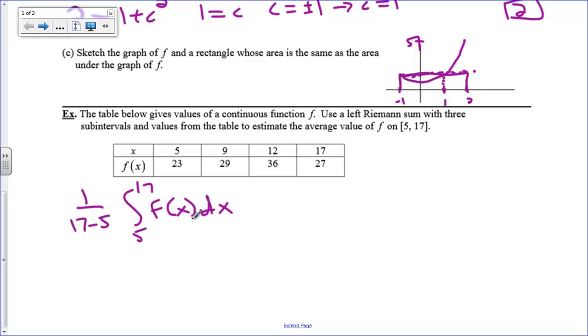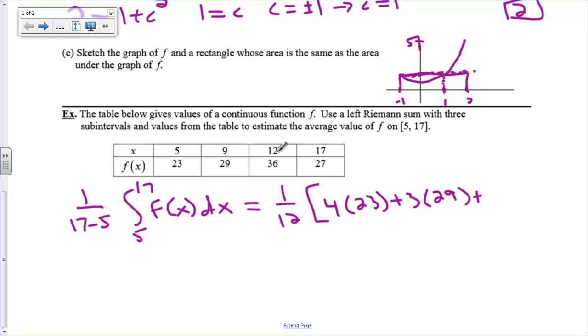So my Riemann sum is going to be an approximation, and we want a left Riemann sum. So our first interval is from 5 to 9. That has a width of 4, and our height comes from the left-hand endpoint, 4 times 23. Plus our next interval is from 9 to 12. That has a width of 3 and a height of 29. We use the left-hand sum.